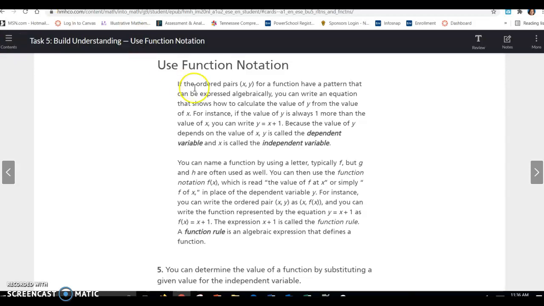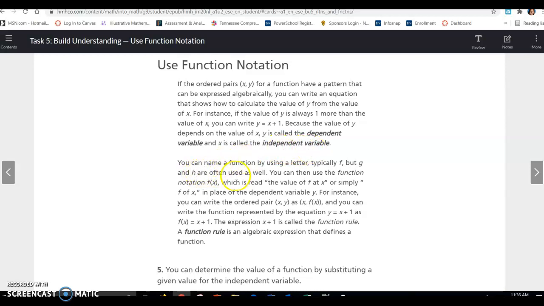All right, so a couple vocabulary terms that you need to know are dependent and independent variables. So let's look at what it says. If the ordered pair x and y for a function have a pattern that can be expressed algebraically, you can write an equation that shows how to calculate the value of y from the value of x. For instance, if the value of y is always 1 more than the value of x, you can write y equals x plus 1. Because the value of y depends on the value of x, y is called the dependent variable, and x is called the independent variable.